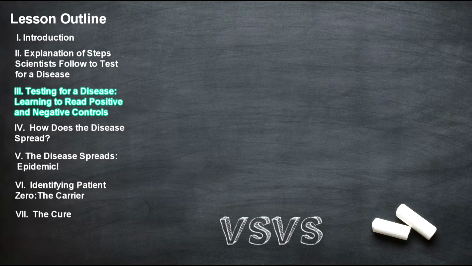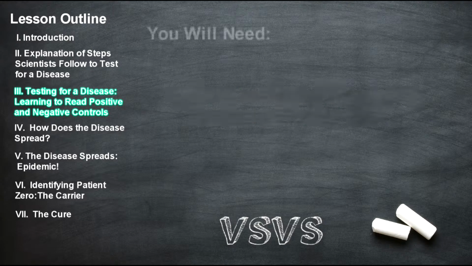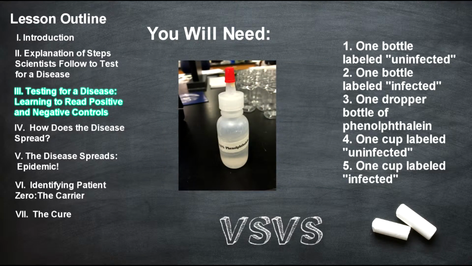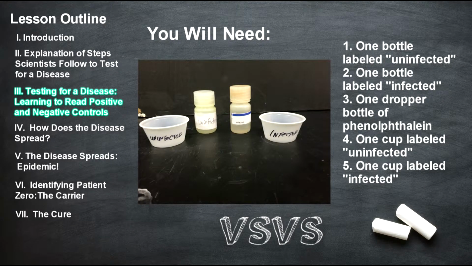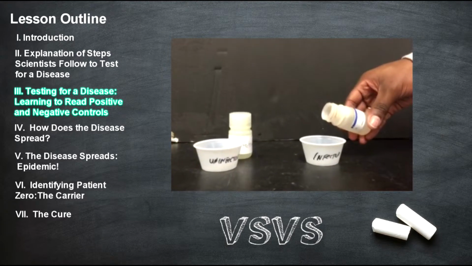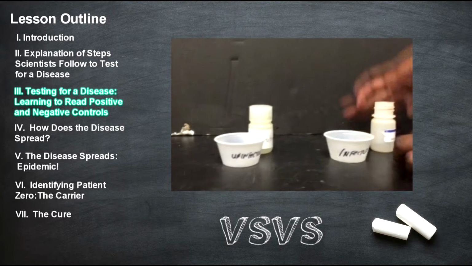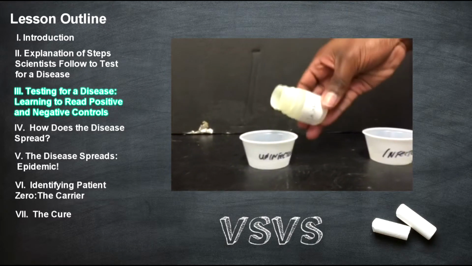Part 3. Testing for a disease. In Part 3, you will be setting up positive and negative controls. For this part, you will need 1 bottle labeled uninfected, 1 bottle labeled infected, 1 1-ounce dropper bottle of phenolphthalein, 1 cup labeled uninfected, and 1 cup labeled infected. Have the students empty the liquid in the bottle labeled infected into the cup labeled infected. Empty the liquid in the bottle labeled uninfected into the cup labeled uninfected.